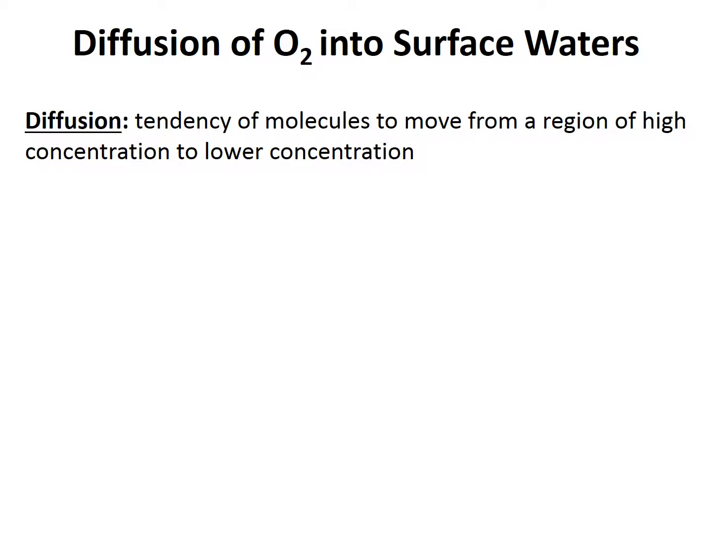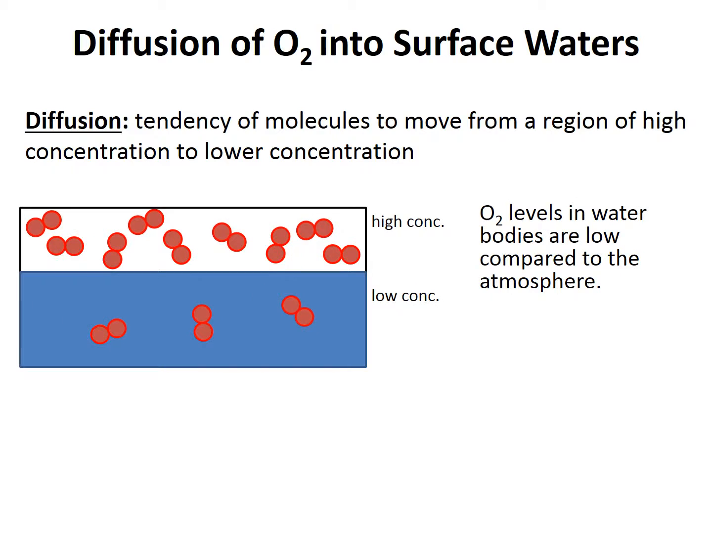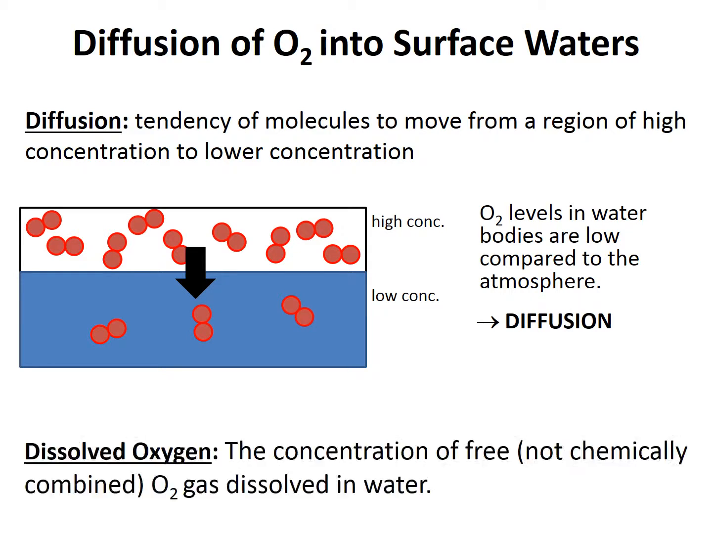Well, by the process of diffusion. Diffusion is the tendency of molecules to move from a region of high concentration to lower concentration. Now, as you can see illustrated in this diagram, there's typically a higher concentration of oxygen in the atmosphere than in the water. So the oxygen levels in water bodies are low compared to the atmosphere. That's going to cause the molecules to diffuse into the water body, move from the area of high concentration to low concentration. This measurement of the concentration of free, not chemically combined oxygen gas in water is called dissolved oxygen.